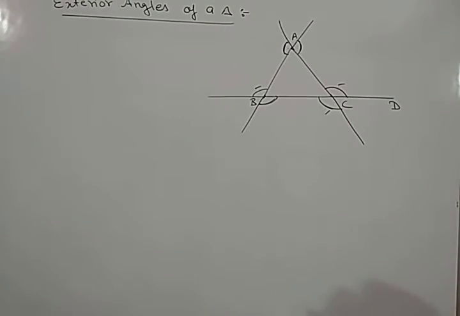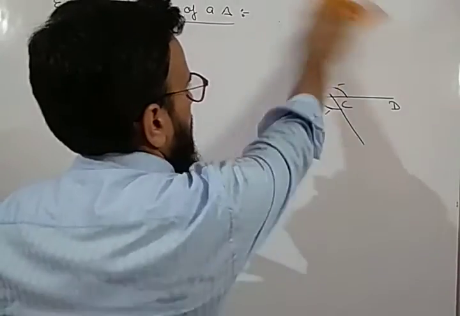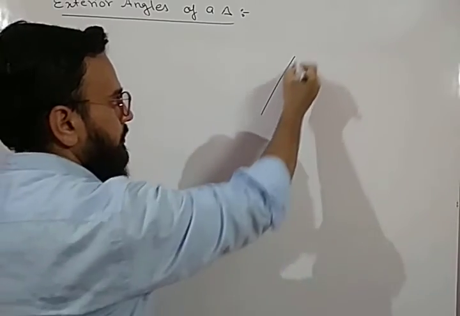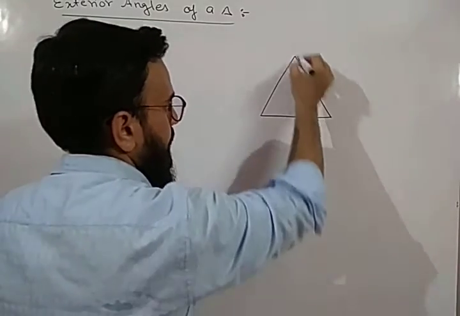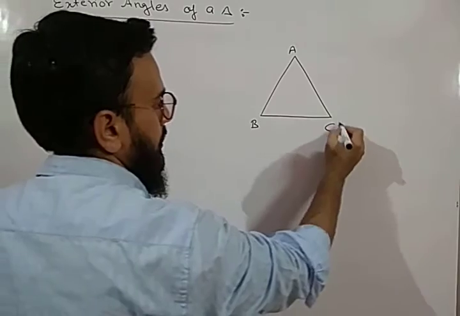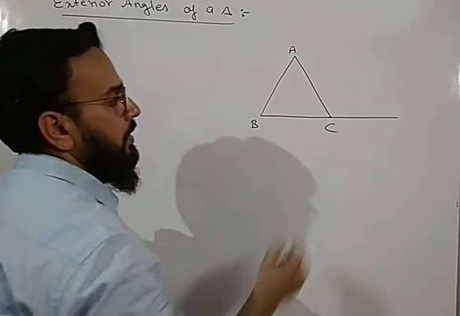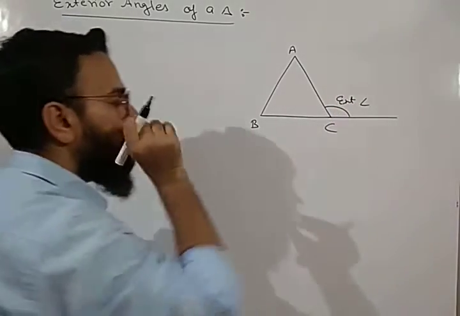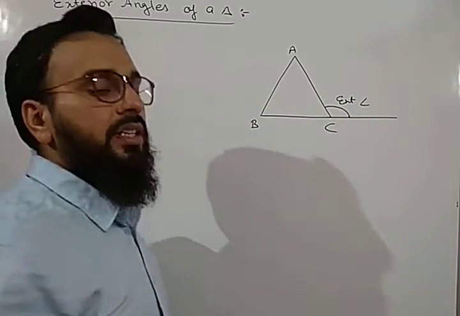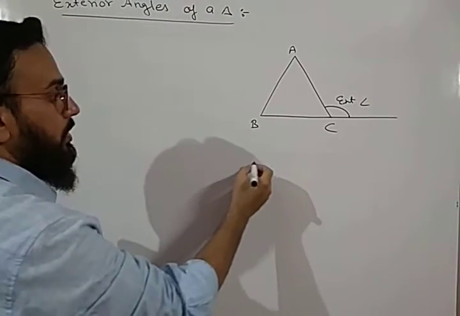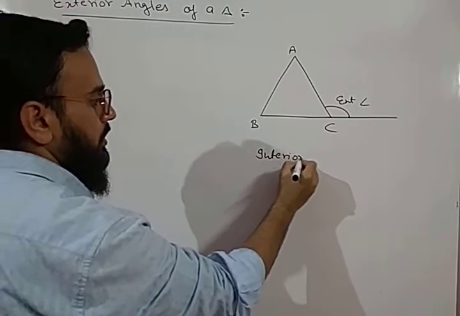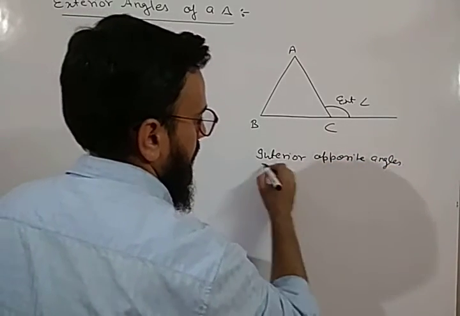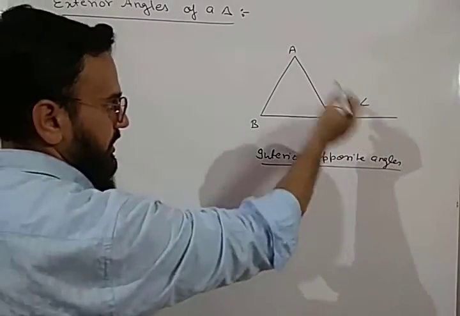Now, if we take only one exterior angle, because we have to understand exterior angle property, so let us consider, suppose this is our triangle ABC and we extend side BC, then this one is our exterior angle. This is exterior angle. Now what are the interior opposite angles? Now I am talking about interior opposite angles. So this is exterior angle.